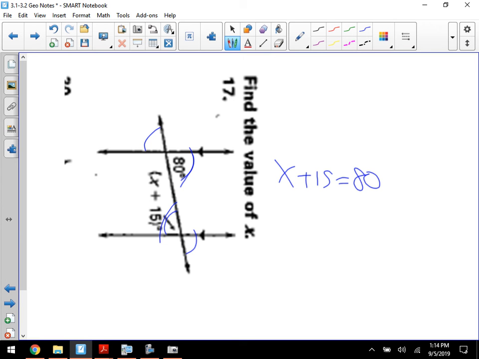All right. Take a look. Why don't you guys try 19 on your own real quick? Try 19. Do the same thing. Follow the tick marks. Mark it.